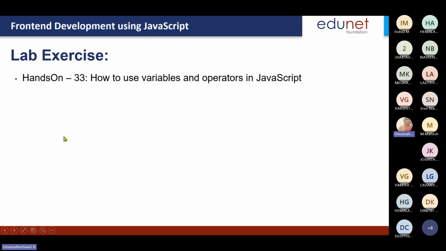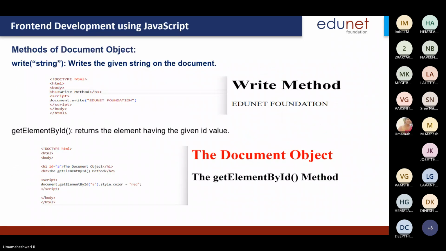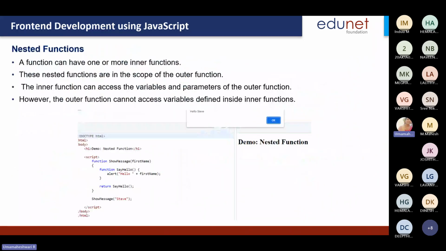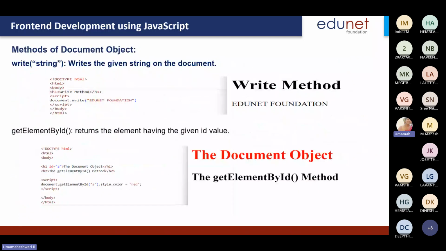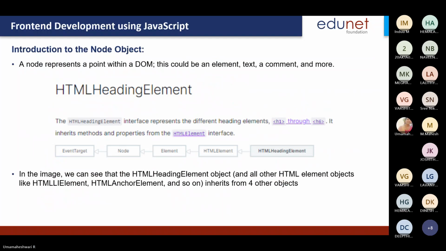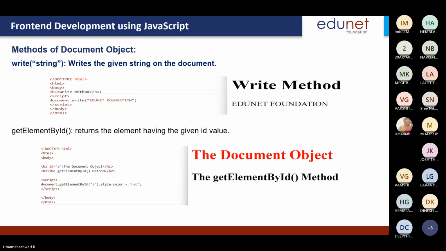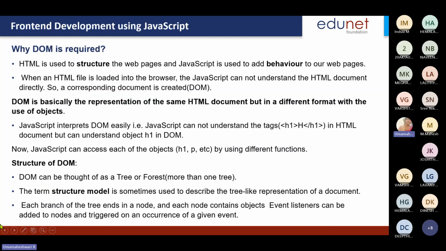We have completed, I think, till this nested function. So we need to start with this. Am I right? I'm sorry. We need to start with node object or this one. Okay, no problem. I will start with this.